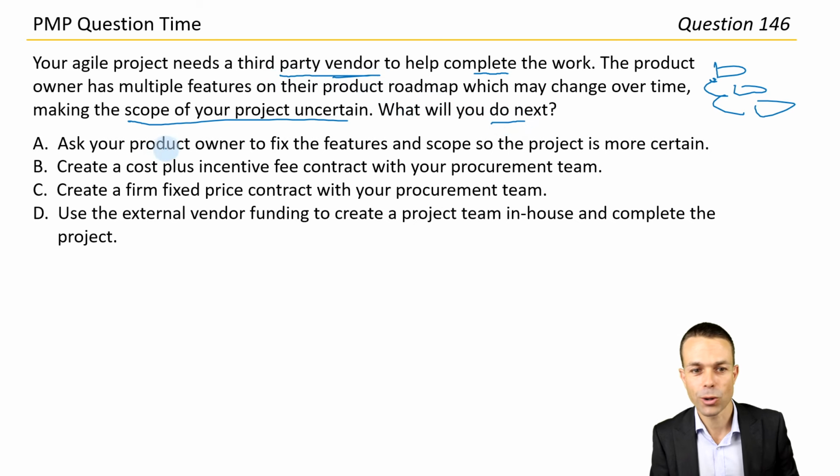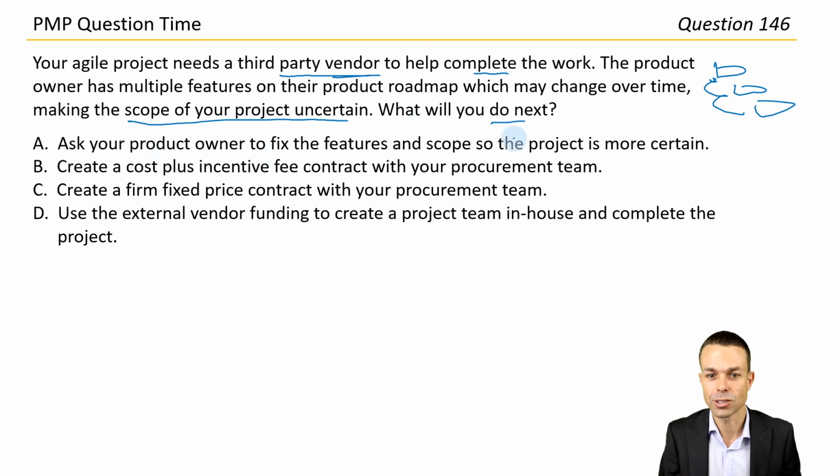Ask your product owner to fix the features and scope so the project is more certain. Well, that wouldn't really fit an Agile project then. I think maybe there's a better answer here. Create a cost plus incentive fee contract with your procurement team. Goodness, these are actually quite tricky.